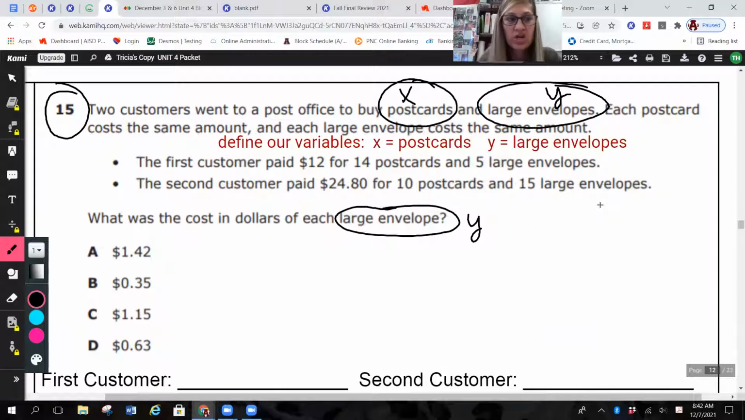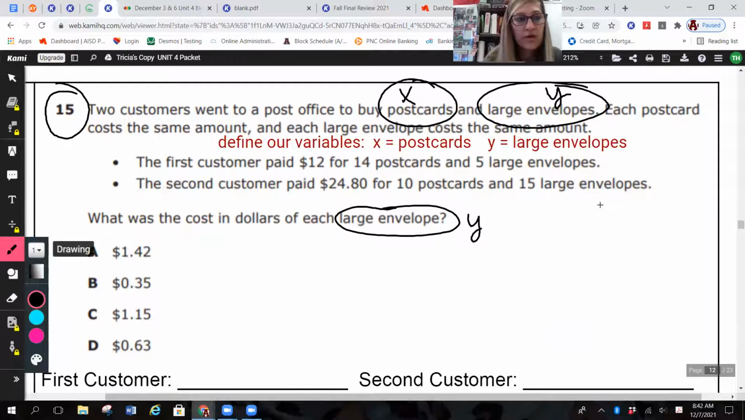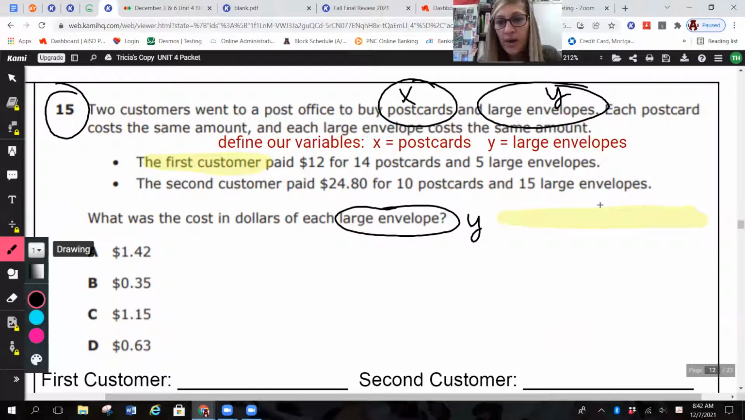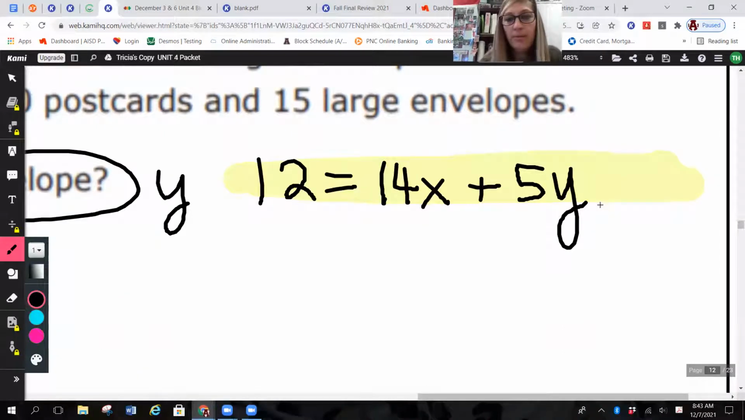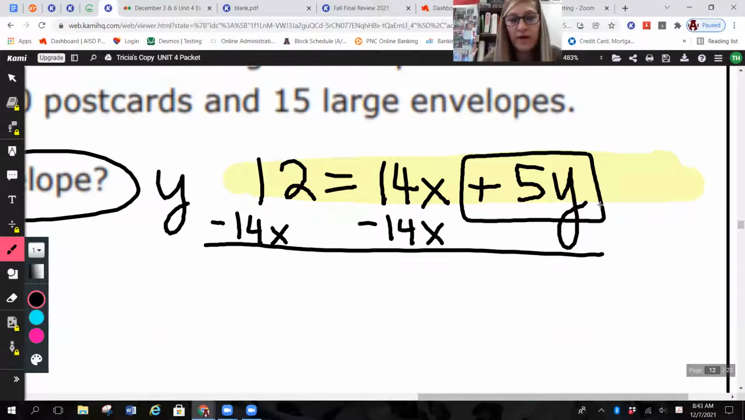Okay, here we go. Here is our first customer. We're going to write that right here. $12. So 12 equals 14 postcards, 14x, plus 5 large envelopes, 5y. Okay, box the y, move the x, divide, divide, divide.